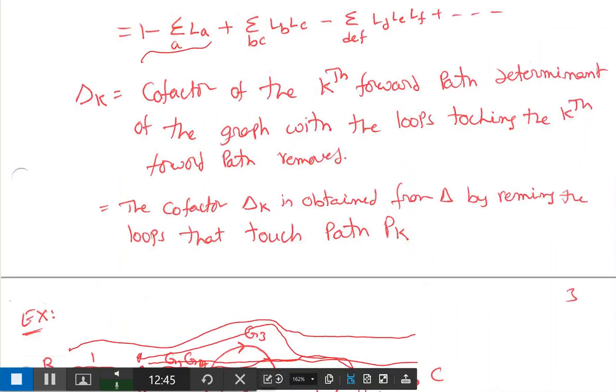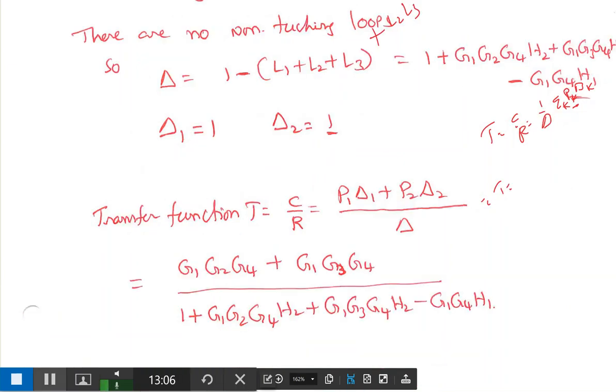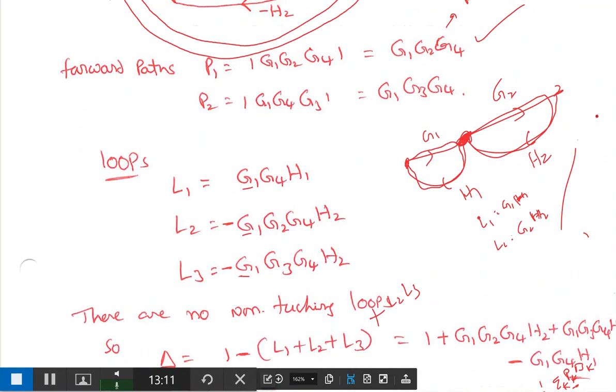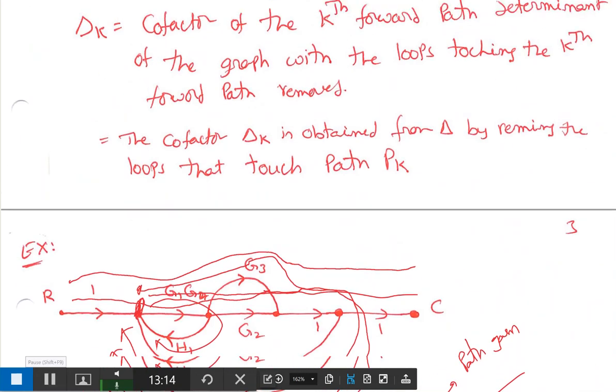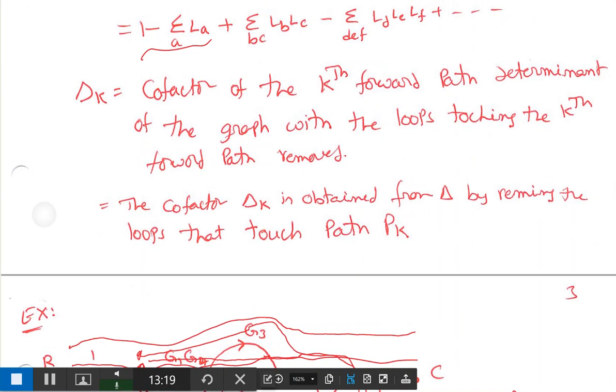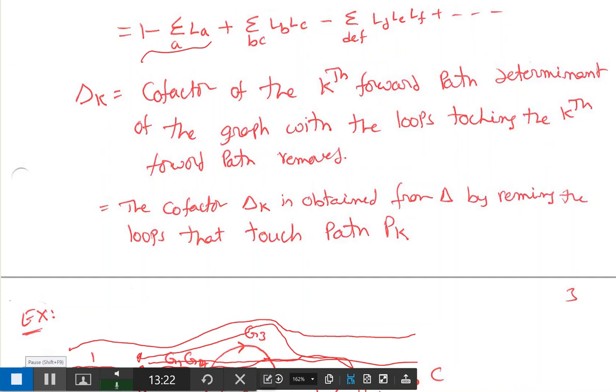How did I find that? Here is the definition. Delta k is the cofactor of the kth forward path: the determinant of the graph with the loops touching the kth forward path removed. Delta 1 and delta 2 are defined this way. Let me go through it again: the determinant of the graph with the loops touching the kth forward path removed.